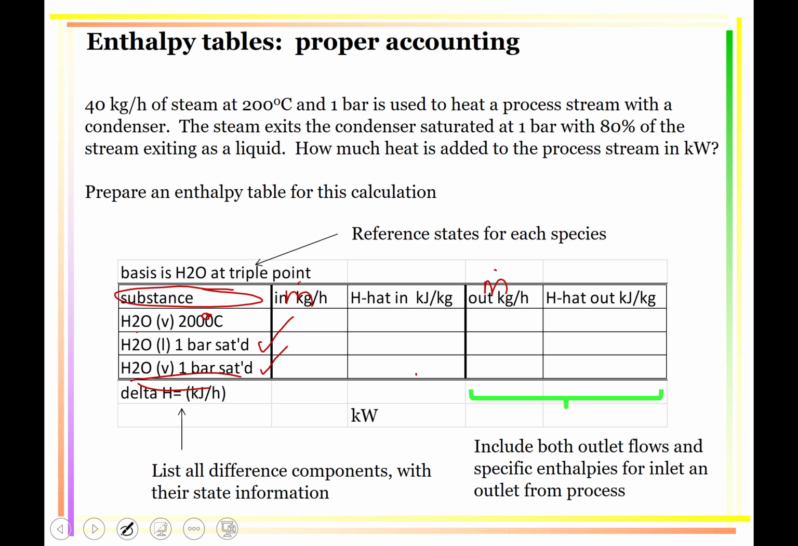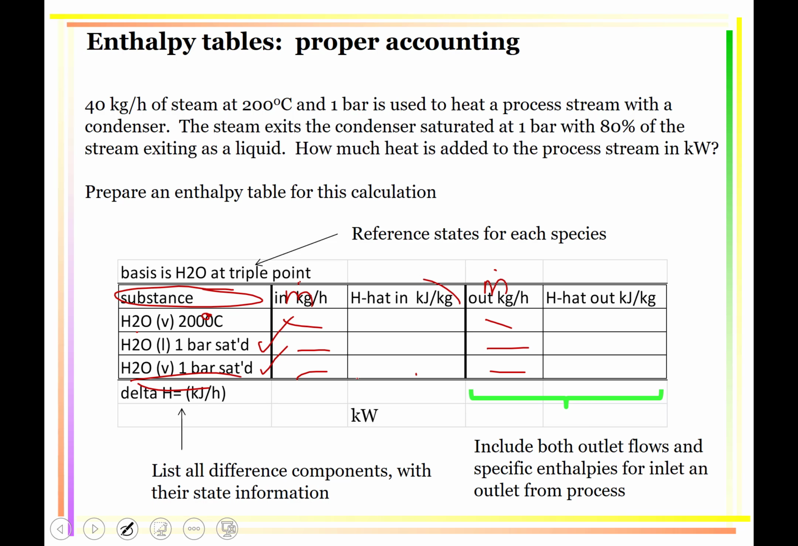So M dot in is not necessarily equal to M dot out in each row, but the total M dot in will equal M dot out unless we have a chemical reaction, which is what we're going to be doing in chapter 9. So all of chapter 8, we do not have any chemical reactions. Okay, so we need to fill in these values from our mass balance. We can fill these in.